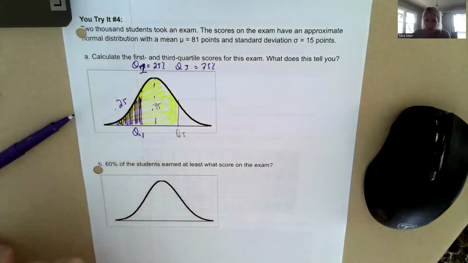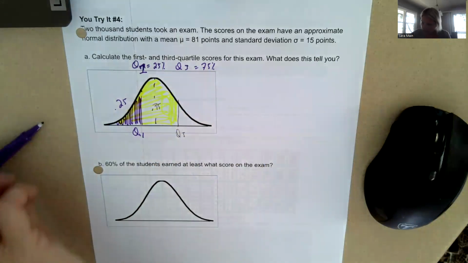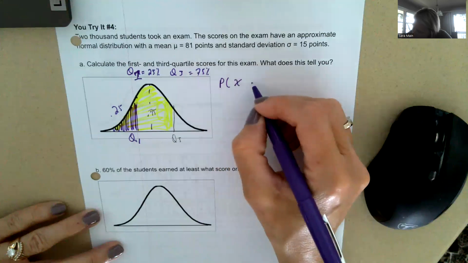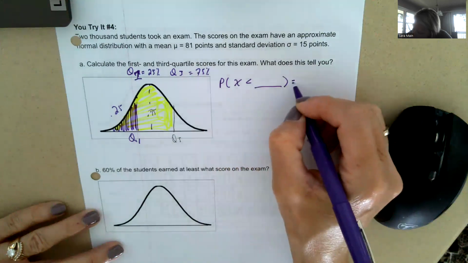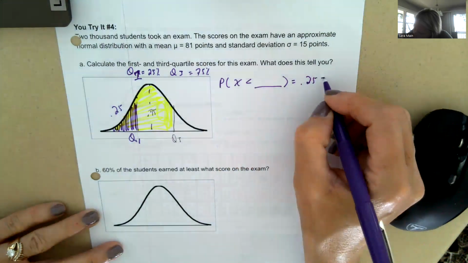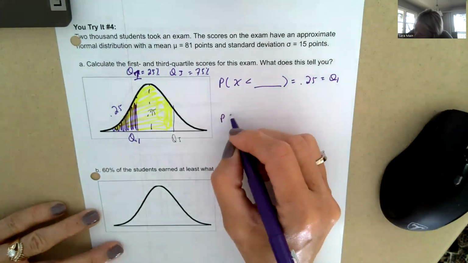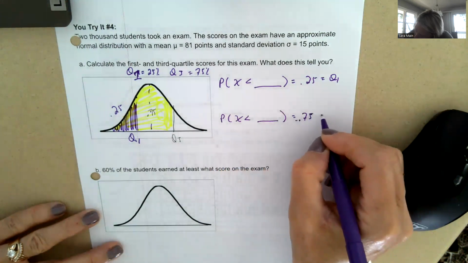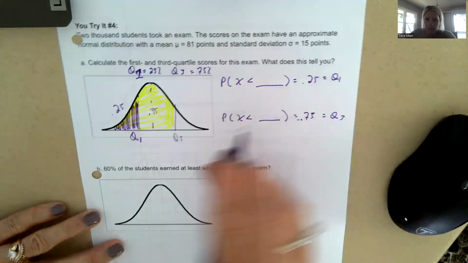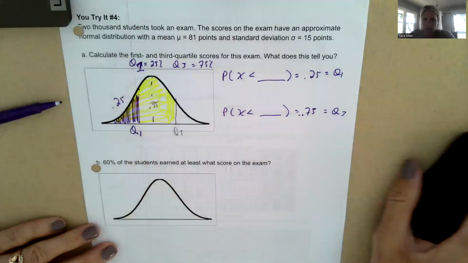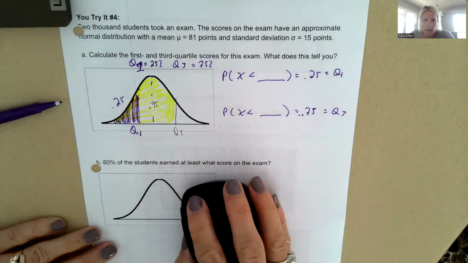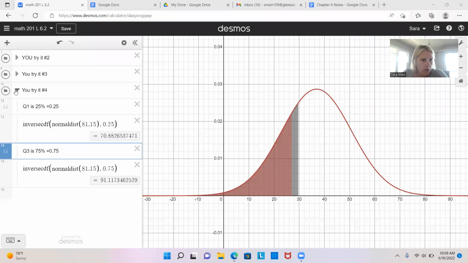And because we're using percents and we're trying to find X values, we're going to use the inverse. So we want to find the X that is less than something that equals 25%, which is our Q1. And then probably the X is less than something that is 75%, which is our Q3. Okay, so let's go back and find those in Desmos. And so you can see I've got a folder for that here. You try it number 4.